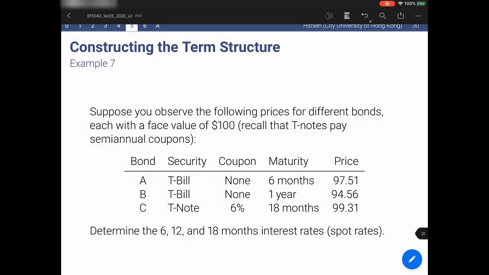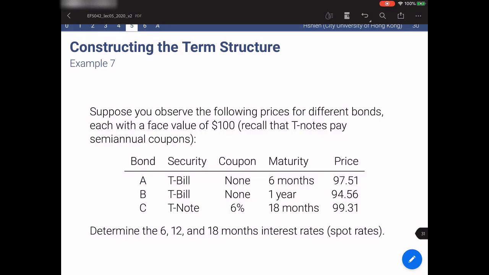So for example 7, suppose you observe the following prices for different bonds, each with face value of $100, and recall that Treasury notes or T-notes pay semi-annual coupons. So we have 3 bonds, A, B, and C. A and B are both Treasury bills, meaning that there's no coupon payments given that they're short maturities, but they will mature in 6 months and 1 year respectively. And we also have a final bond C, which is a Treasury note. It's coupon bearing, pays 6% of its face value, and it will mature in 18 months.